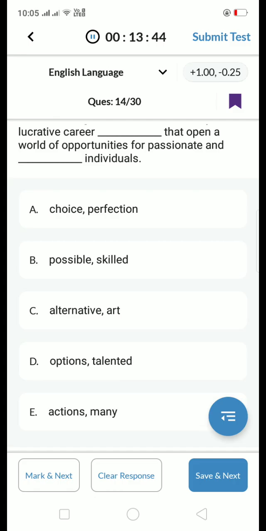For passionate and skilled individuals. अब ये थोड़ा सा प्रॉब्लम है.